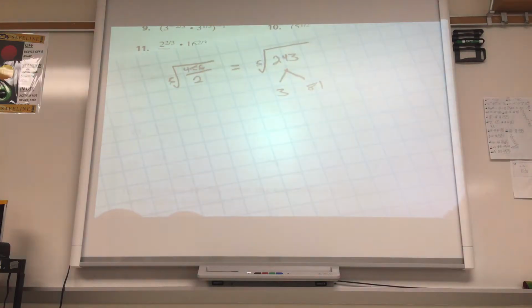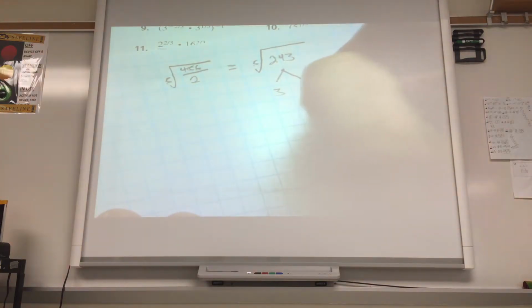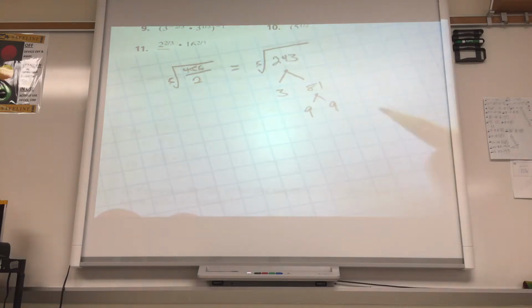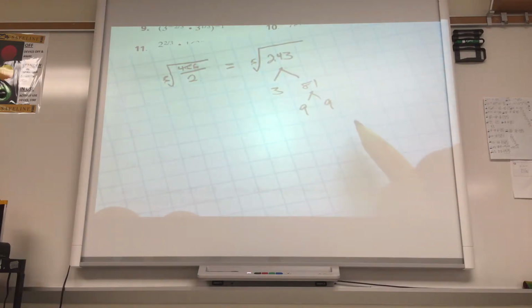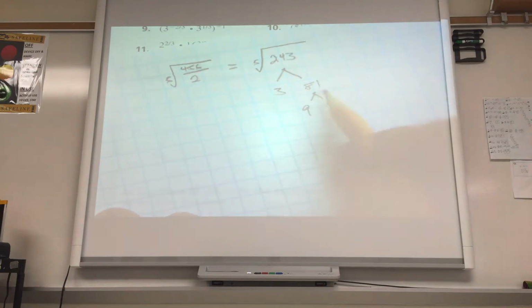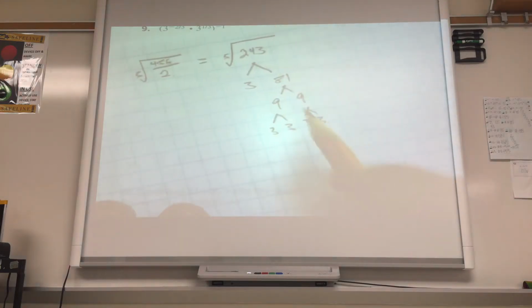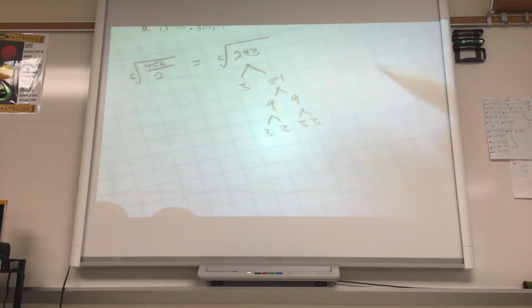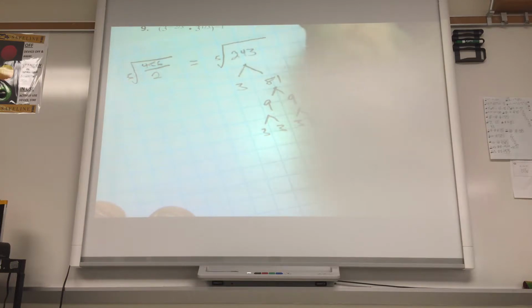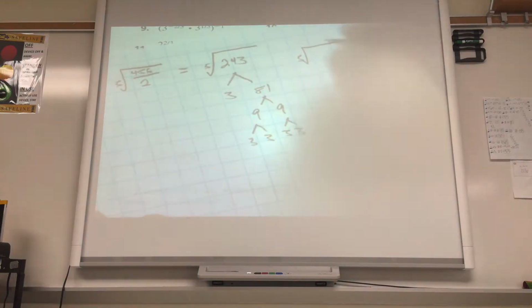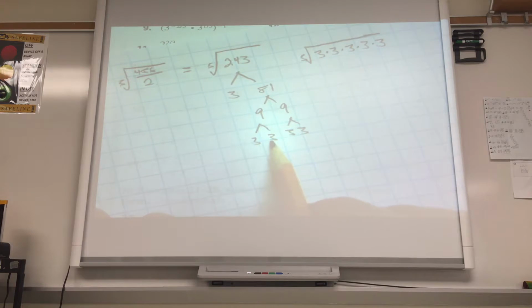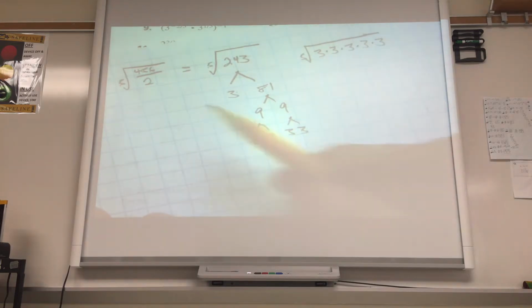3 times 81 is that, okay? What about 81? I'm going to break that down. Well, 81 is just 9 times 9, and honestly, you can keep dividing by 3. I realize 9 is 3 times 3, and this 9 is also 3 times 3. So the fifth root of 243 is the same thing as the fifth root of 3 times 3 times 3 times 3 times 3. 5 of them. 1, 2, 3, 4, 5.